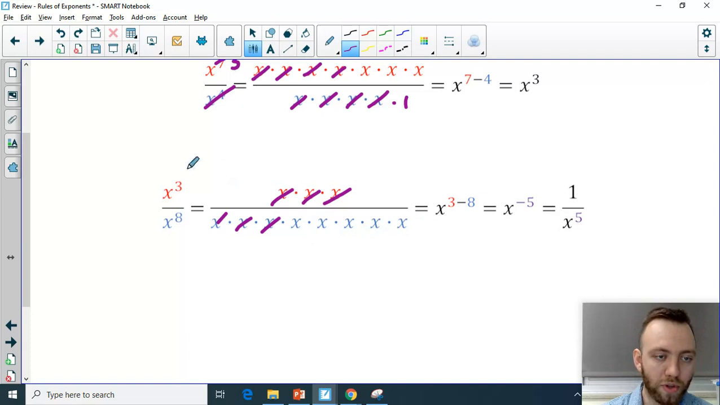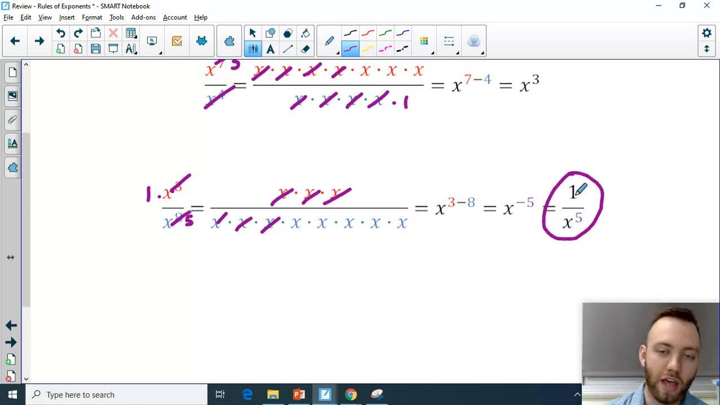And so when you think about it that way, if you think, okay, 3 cancels with 3 there, and then there's going to be 5 left in the bottom. There's still a 1 left up here. So that's really important to notice. There's still a 1 left up there. And then from there, you can jump straight to, oh, that's 1 over x to the 5th.